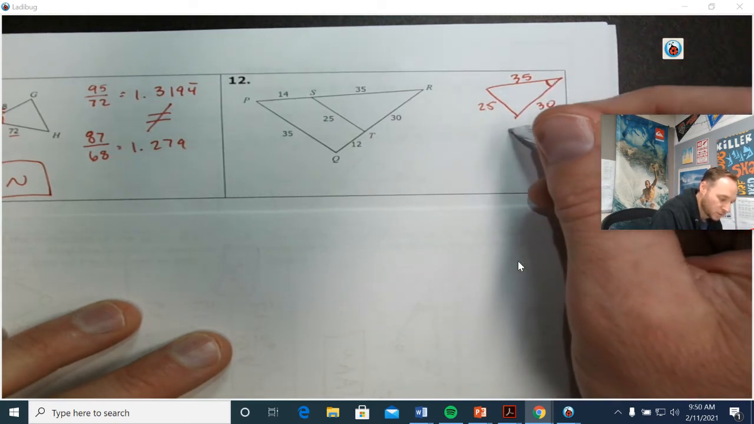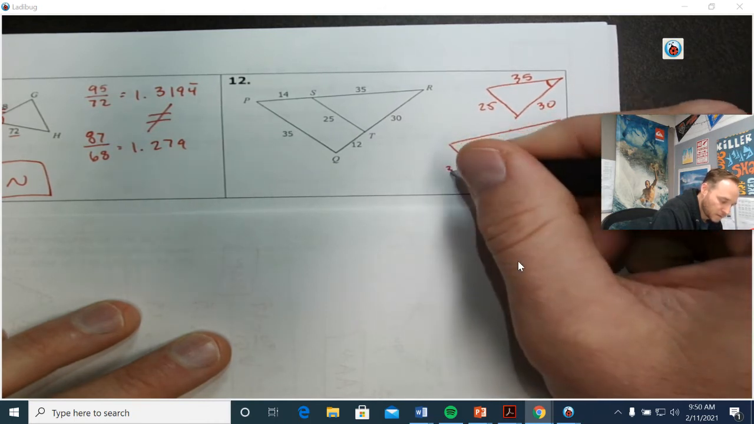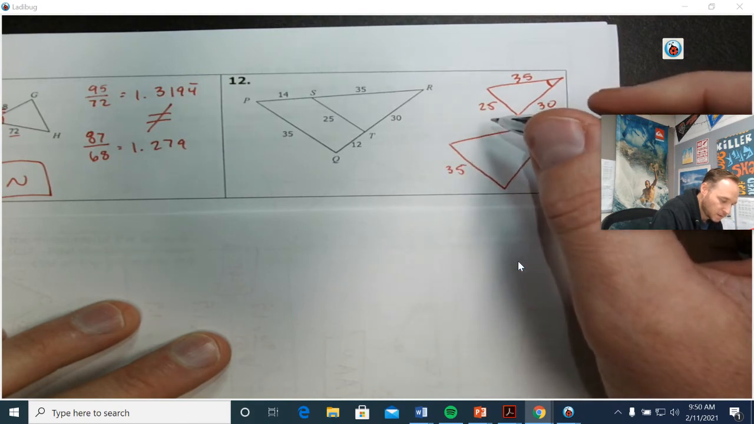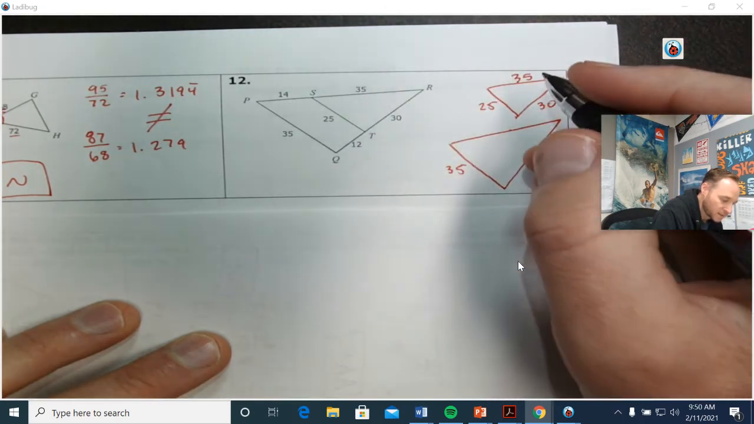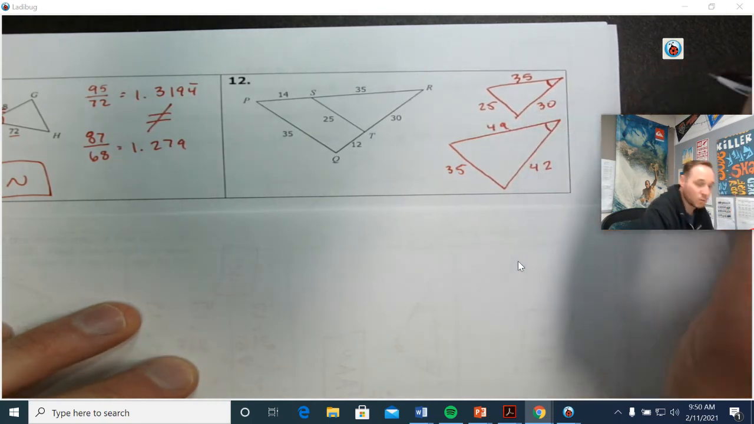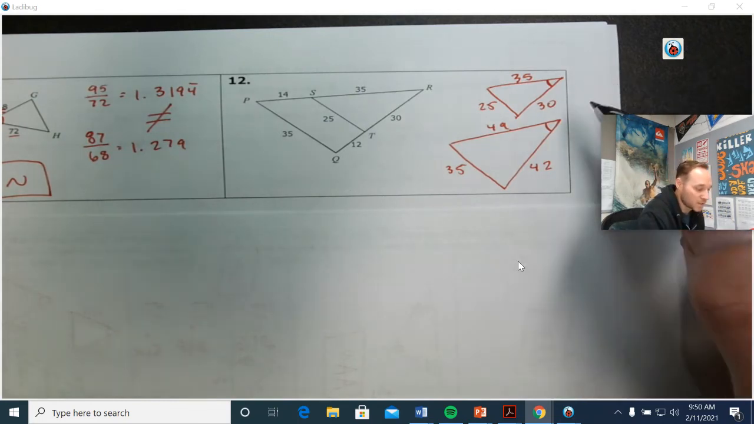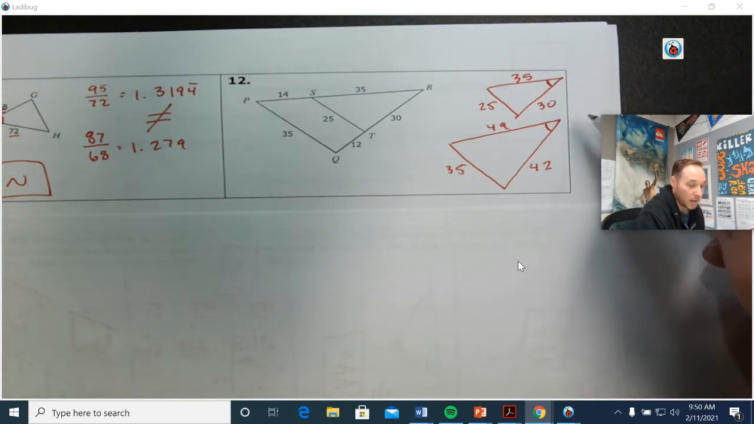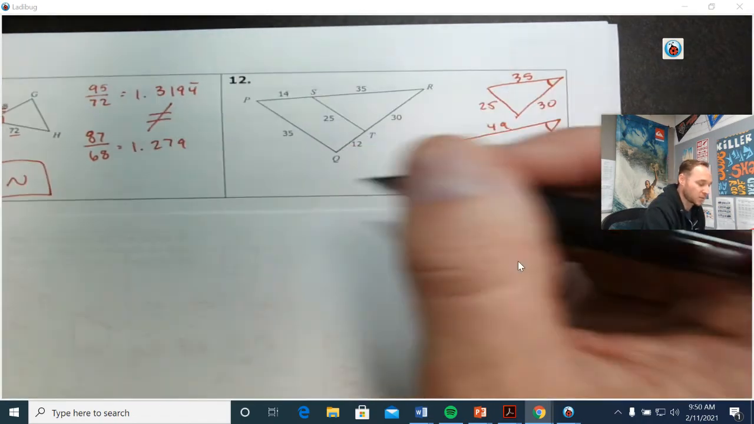And let's draw the large one. This is 35. This is 30 plus 12 is 42. And 35 plus 14 is 49. And they share this angle. This is cool because we can actually choose which method we would like to look at. We can either choose side, side, side, or we could choose side, angle, side, since they share that angle. I'm always a fan of doing less work, so if I have to write one less ratio, that's good for me. So let's try for side, angle, side.